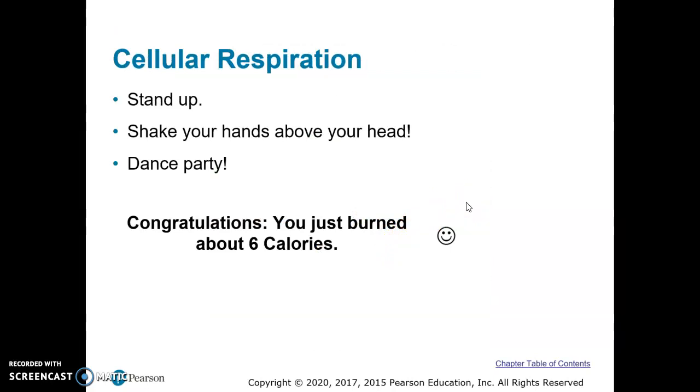All right, now let's move on to cellular respiration. So stand up, shake your hands above your head, do a little dance party, whatever you need to do. Know that you just burned about 6 calories.